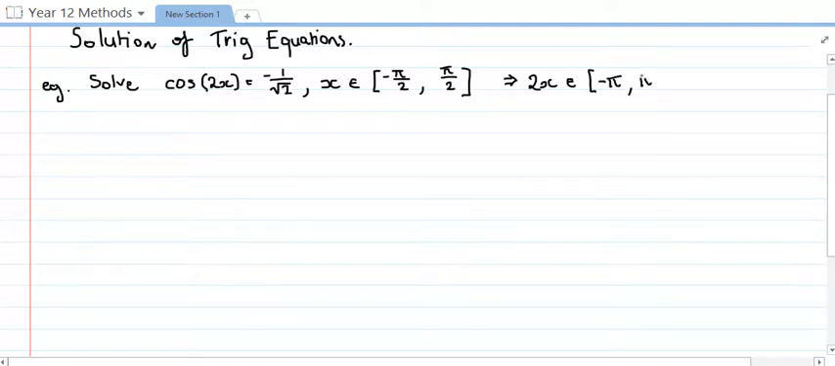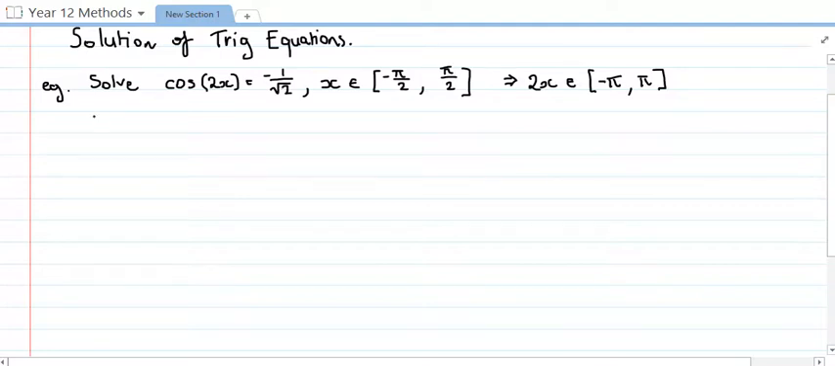So if I multiply the domain by 2, it's actually just going to become negative pi to pi. The other thing that's a little bit nasty there is the fact that we're going into a negative angle. Now, again, it comes back to knowing those exact values. So the exact value for the cos function, which gives a solution of 1 on root 2, should be pi on 4.